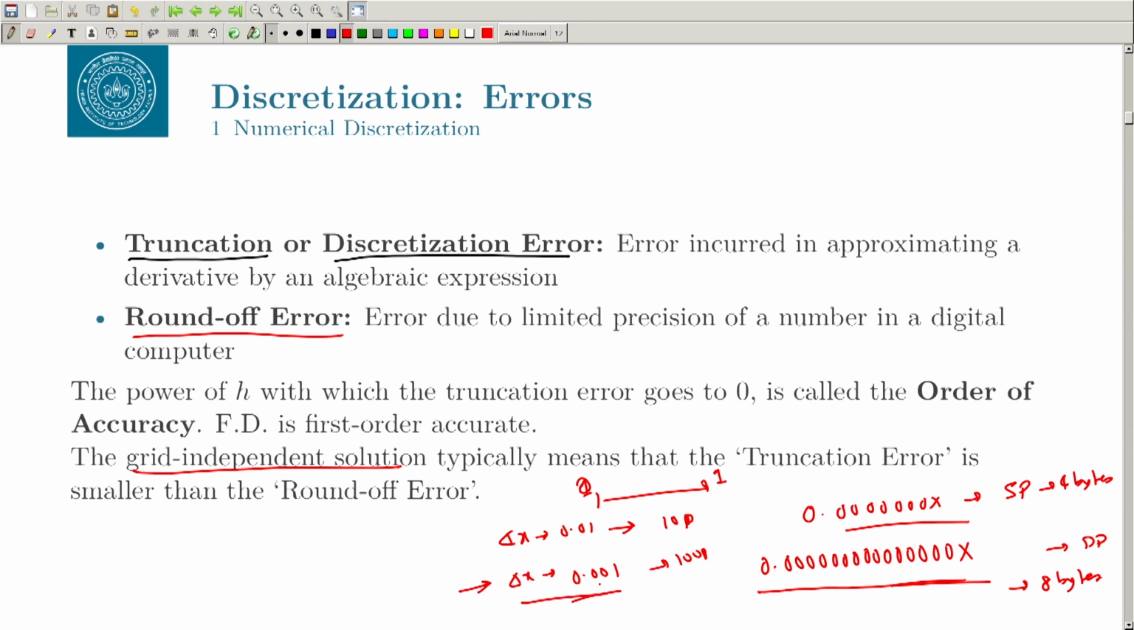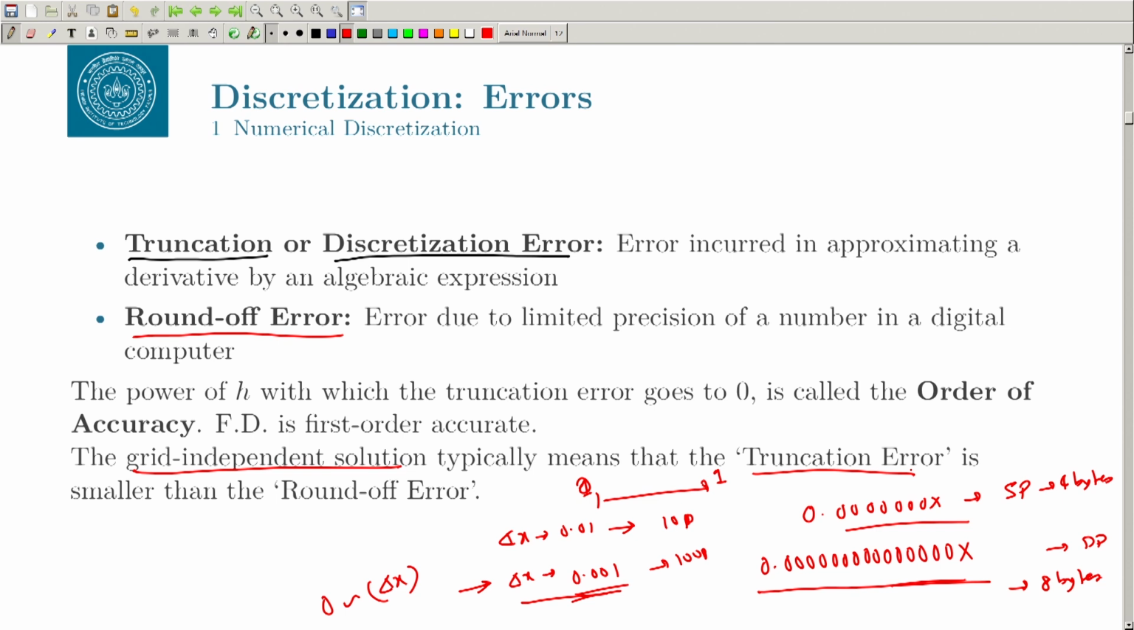Why? Because your truncation error, if you are using a one sided formulation, goes as delta x. Your truncation error, or the order of accuracy, goes as delta x. So, if the delta x is small, of course, your error is small. What we want to do is go to the limit, ideally, where the truncation error is smaller than the round off error.